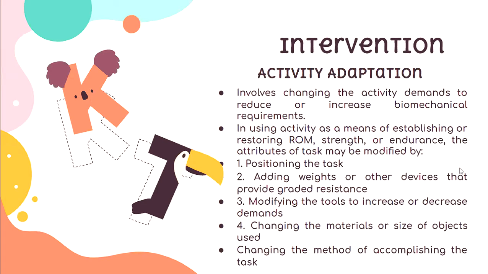The attributes of the task may be modified by, number one, positioning the task; number two, adding weights or other devices that provide graded resistance; number three, modifying the tools to increase or decrease demands; number four, changing the materials or size of objects used; and number five, changing the method of accomplishing the task. Next slide.